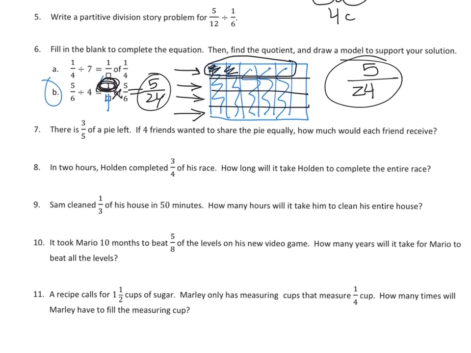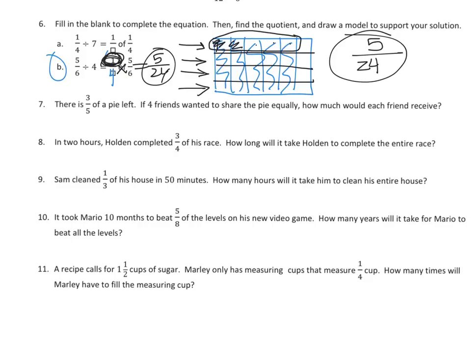Let's go to 7. There is 3/5 of a pie left. If 4 friends wanted to share the pie equally, how much would each friend receive? So we have 3/5 left, and I have to break it into 4 equal pieces. So really what I'm doing is taking 1/4 of the 3/5. So it's either 1/4 times 3/5 or 3/5 times 1/4, because the commutative property says I can do this.